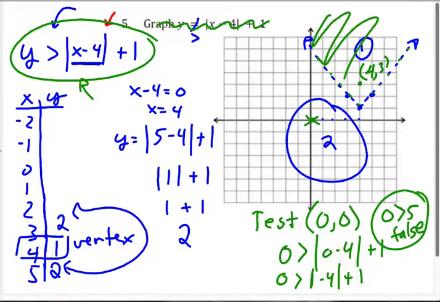So I would shade inside. All these points inside this absolute value are a solution.